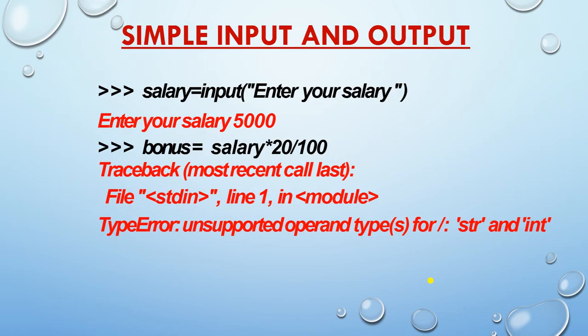See, if we enter the salary, enter your salary, the user enters 5000. Now bonus equal to salary multiplied by 20 divided by 100. It will give you an error. What is the error?